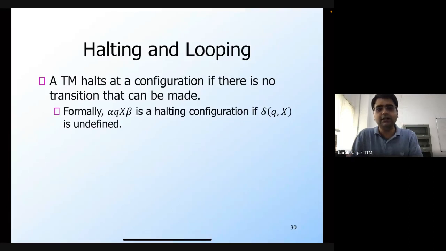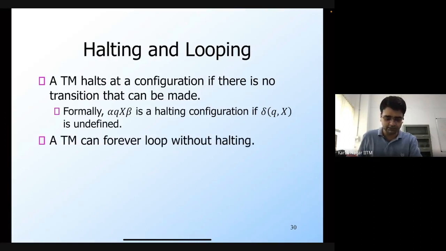So formally, let's say that you reach a configuration alpha q x beta, and you find that delta of q comma x is undefined. Here the state is q and the read head points to x. If delta of q comma x is undefined, then alpha q x beta is a halting configuration, and the TM halts. It cannot move further if it reaches this configuration.